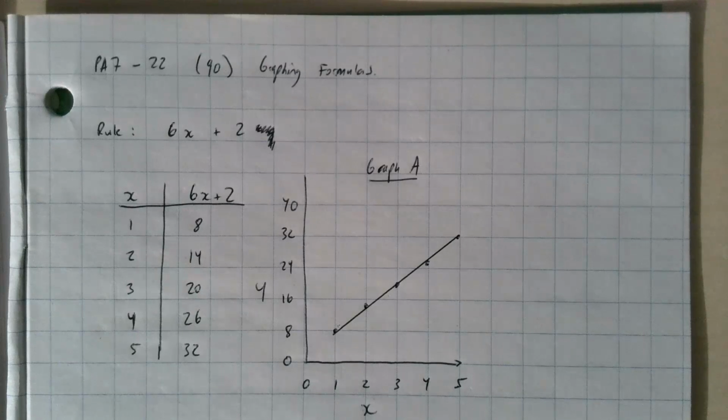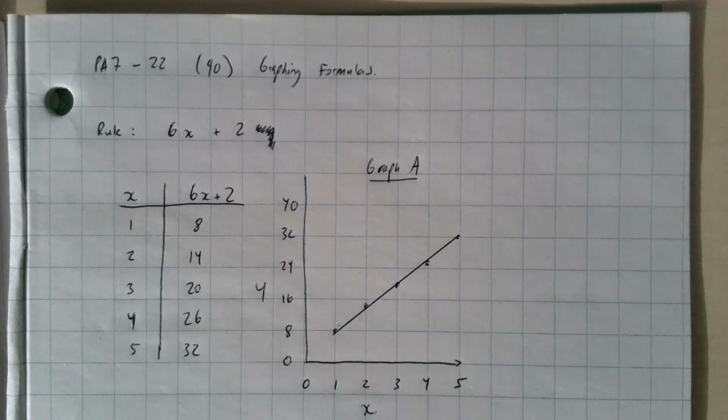Good morning, everyone. This next lesson is on patterns in algebra for grade 7, lesson 22, that's found on page 90. This is a continuation of our last lesson where we're talking about graphing again. And this time, they're going to be giving us rules, and we're going to be putting those down onto graphs.